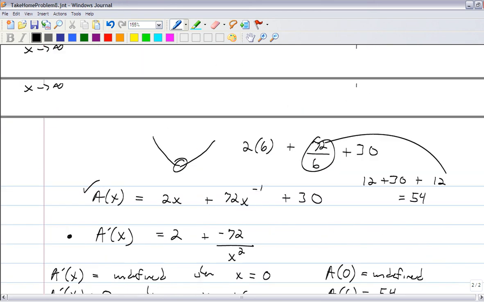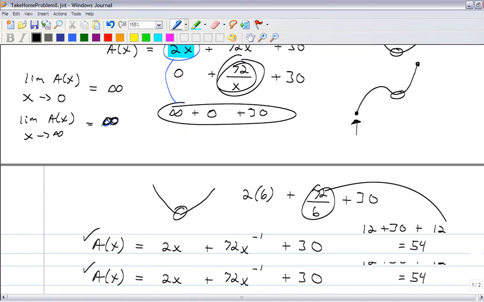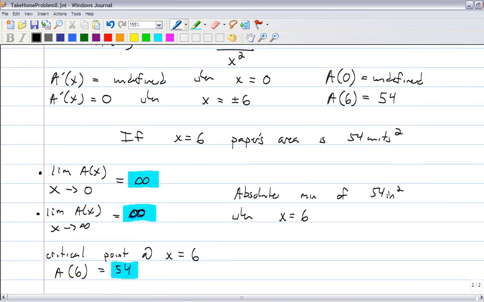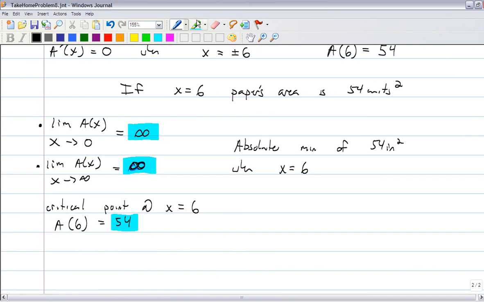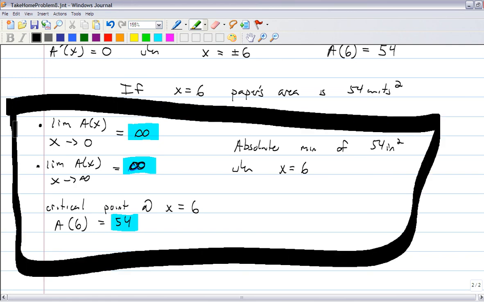Let me make sure I answered the prompt here. Algebraically answer the question, be sure to justify your answer. So there's our justification. Now, if you just said this, that's not enough, okay? You've got to show me evidence that you're checking the endpoints of the interval and you're checking the critical points. We're talking about absolute extrema. So there you go. There is take home number 8.